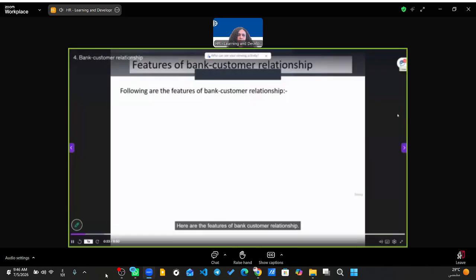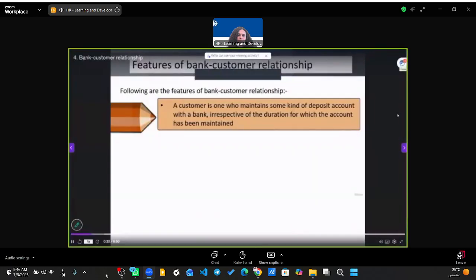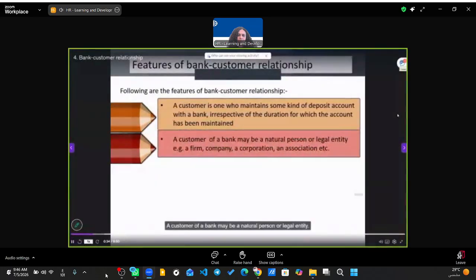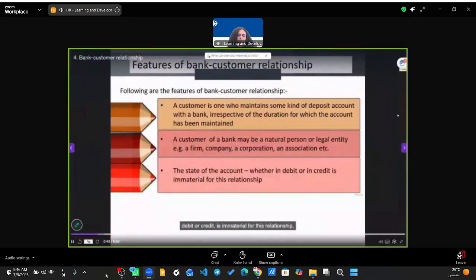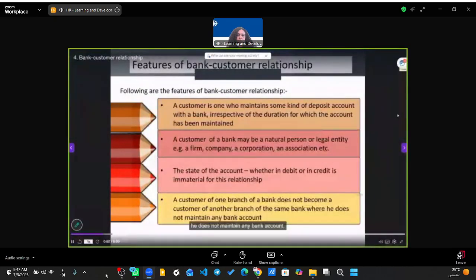Here are the features of bank-customer relationship. A customer is one who maintains some kind of deposit account with a bank, irrespective of the duration for which the account has been maintained. A customer of a bank may be a natural person or legal entity, for example, a firm, company, a corporation, an association, etc. The state of the account, whether in debit or in credit, is immaterial for this relationship. A customer of one branch of a bank does not become a customer of another branch of the same bank where he does not maintain any bank account.